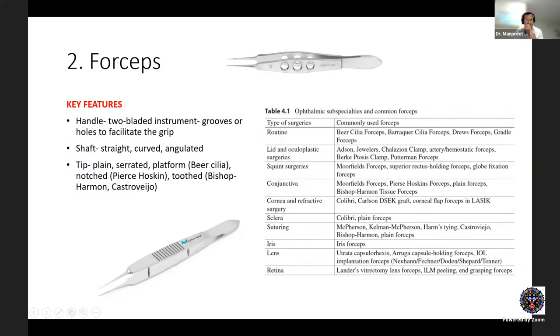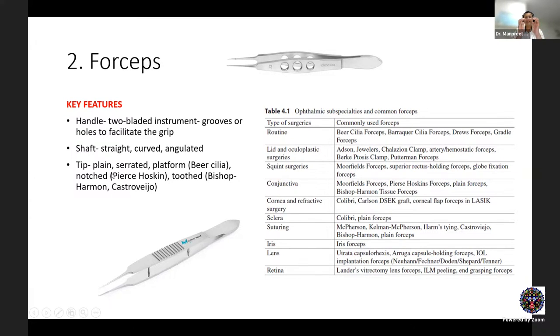The shaft is this thing, if you can see my pointer, starting from where the handle ends till the tip, the business end. So this is the joint and this is the handle. This is the shaft. At the tip of the shaft is the business end, better called that. It can be either plain or serrated, or can have a platform like cilia forceps for epilation, which you use in the OPDs. It can be notched at the tip like this.